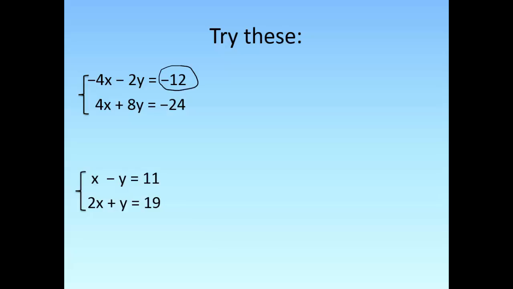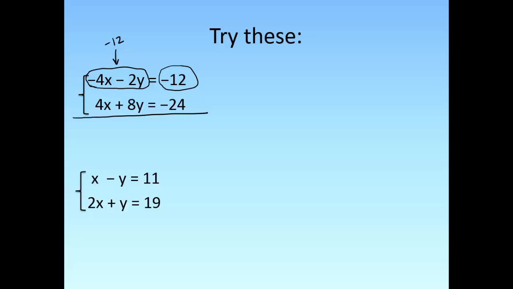Negative 12 is equal to negative 4x minus 2y. Those two sides are equal to each other. So this is really the same as negative 12 right there, that whole expression. And so you can add that to one side of the equation and add the negative 12 to the other side of the equation. What it looks like is as if we're just adding one equation to the other straight down. Make sure you line up the equal signs before you do this.